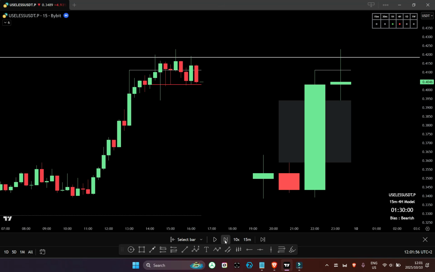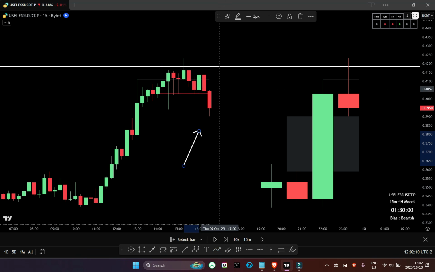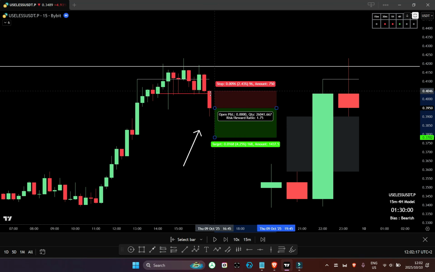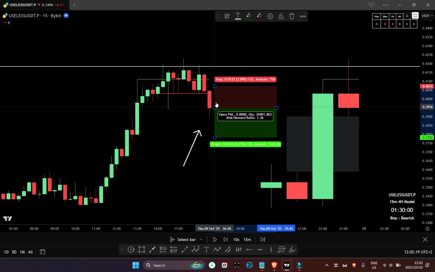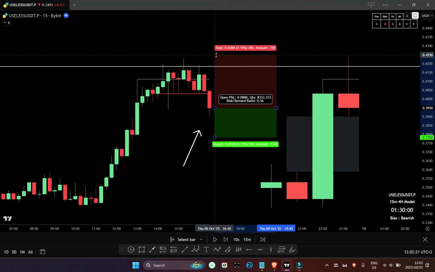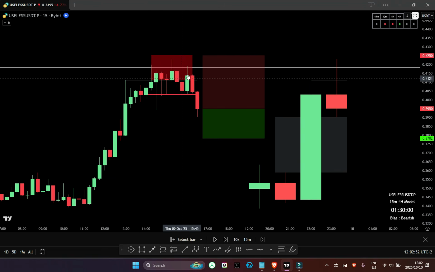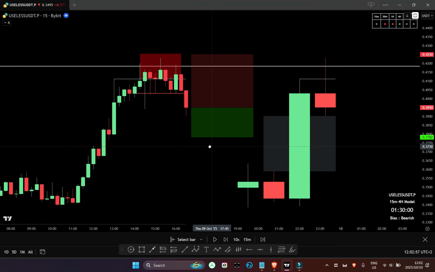So let's go to the next frame. So there you go. You see we get a nice break of the CISD. This can become our entry point. We can enter on the break and closure of the candle and set our stop loss above the previous high point. This becomes the safest place to set your stop loss, because if this is in fact a true manipulation at this point, price will not retrace past this level. So this becomes our entry.